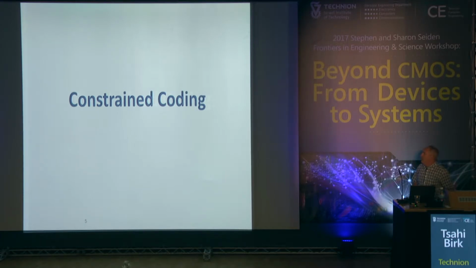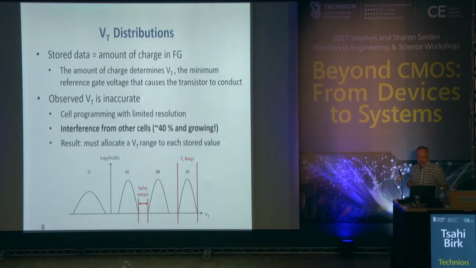Now let's move into the first issue, which is constrained coding. I'm intentionally holding back on what for. When you look at the flash memory cell, when you come to read it, ideally for each level, the threshold voltage should be a specific value level, 0, 1, 2, and 3. In practice, you have distributions. Think of probability distributions. The reasons are various.